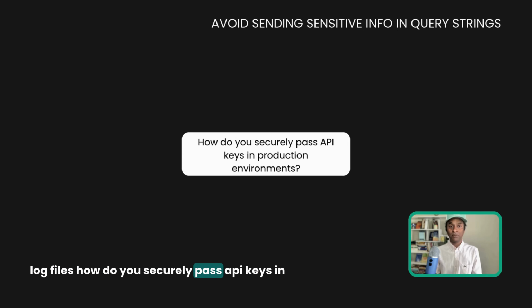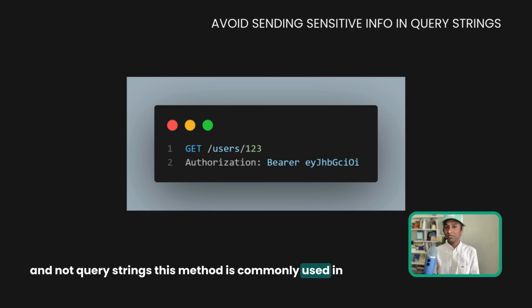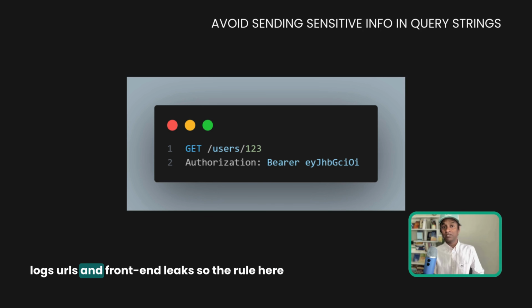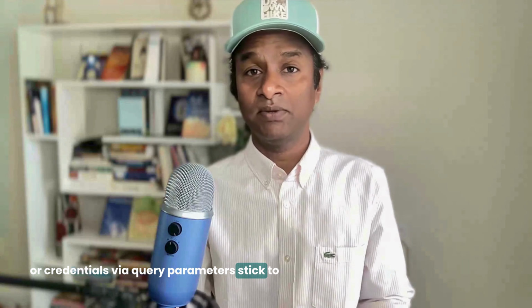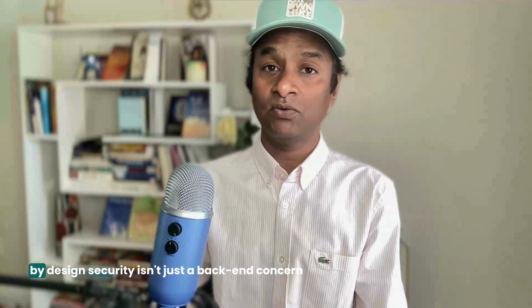How do you securely pass API keys in production environments? Again, use authorization headers and not query strings. This method is commonly used in OAuth, JWT, and modern APIs. Secure apps like Stripe, GitHub, and Google use it because it keeps login details safe from logs, URLs, and front-end leaks. So the rule here is simple. Never send tokens, secrets, or credentials via query parameters. Stick to headers for sensitive data and keep your API secure by design.